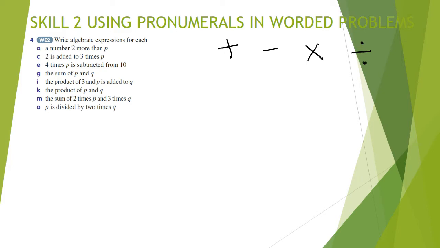If we look at A, we've got a number that is 2 more than P. So if we start with P, if we wanted to have 2 more, we would use addition, we would plus 2, and that gives us 2 more than P.